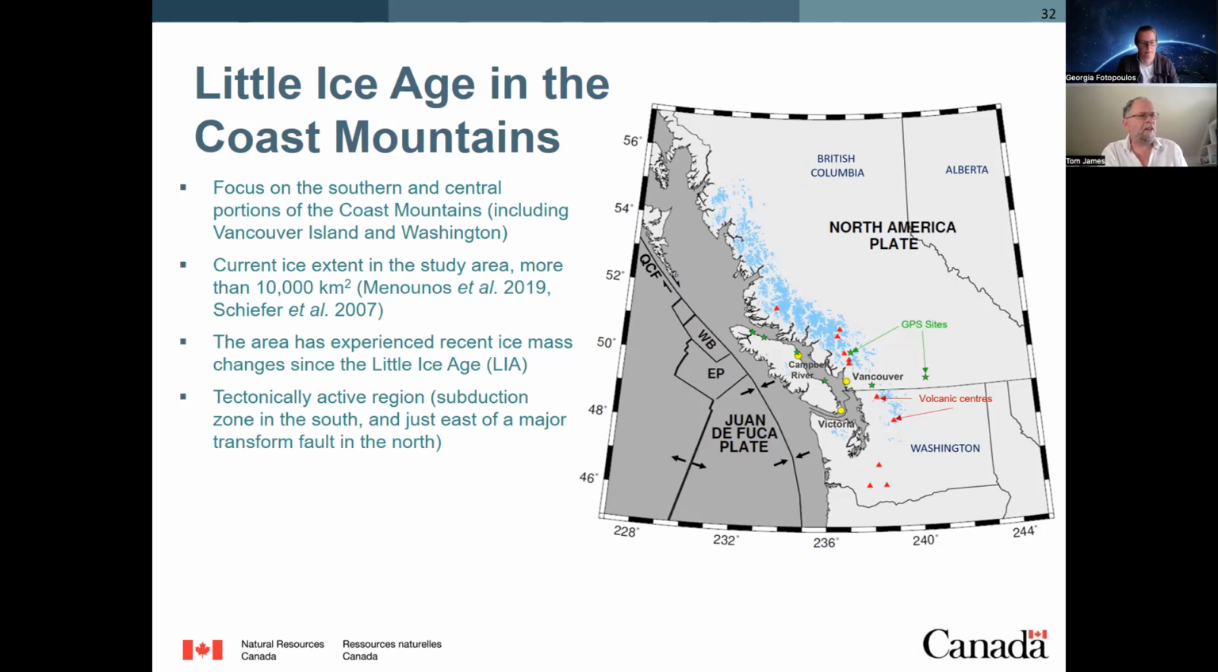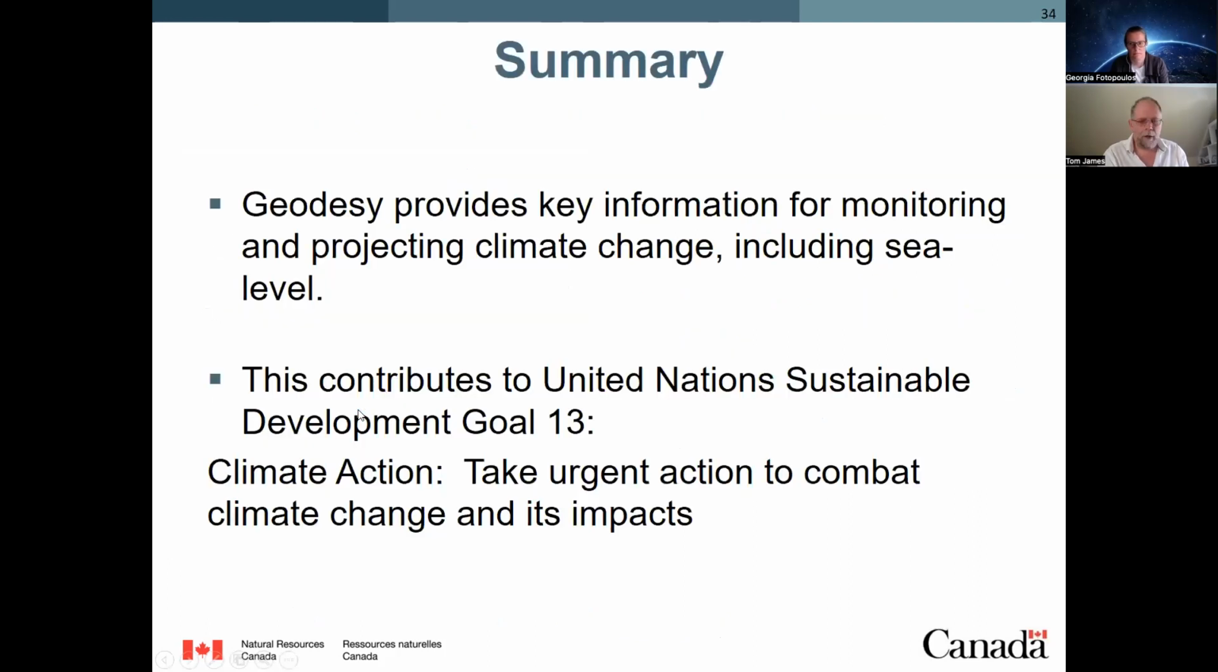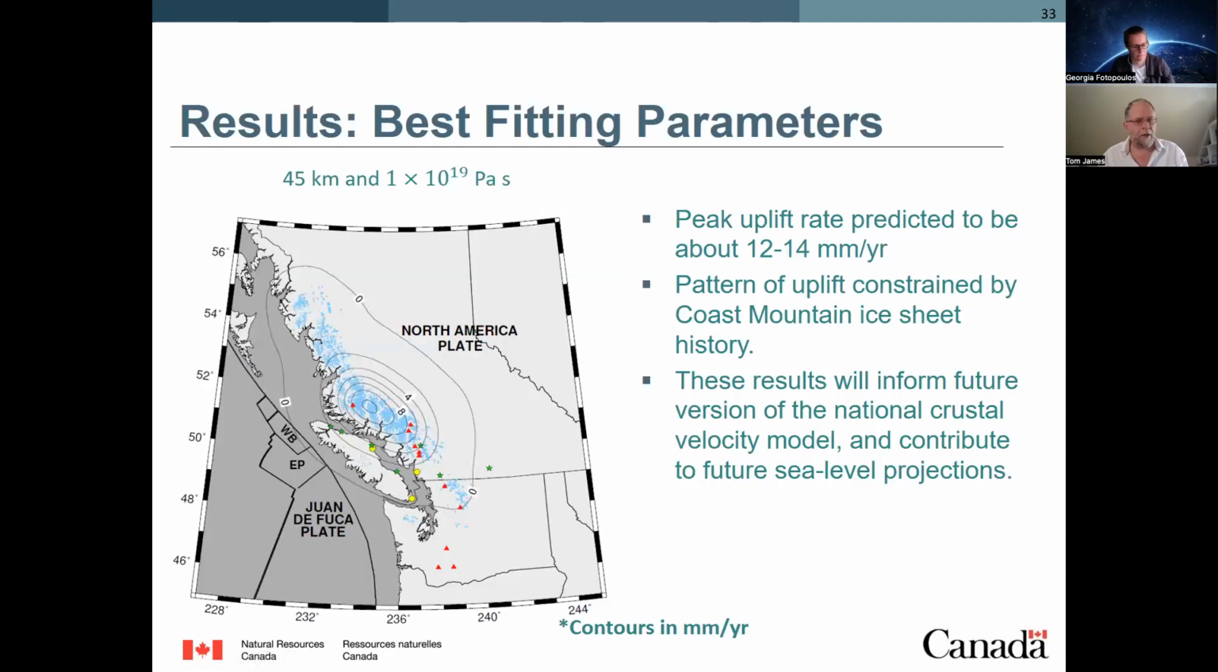And this is his study area. The light blue are the coast mountain glaciers. And this is one of the results. He actually looked at a large number of reconstructions of the coast mountain glaciers, but this is a representative one showing the predicted crustal uplift with a peak uplift of around 12 millimeters per year. When you look at the different models, it ranges from 12 to 14 millimeters per year.